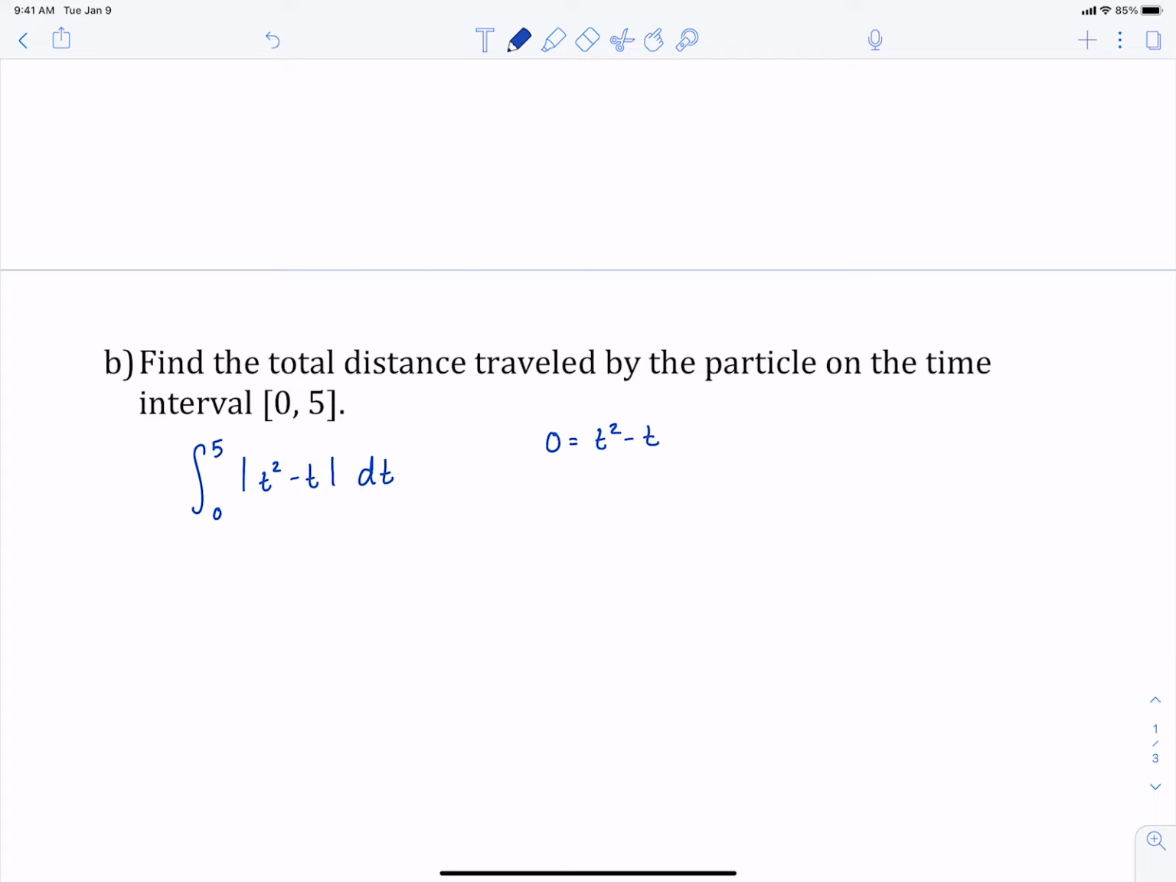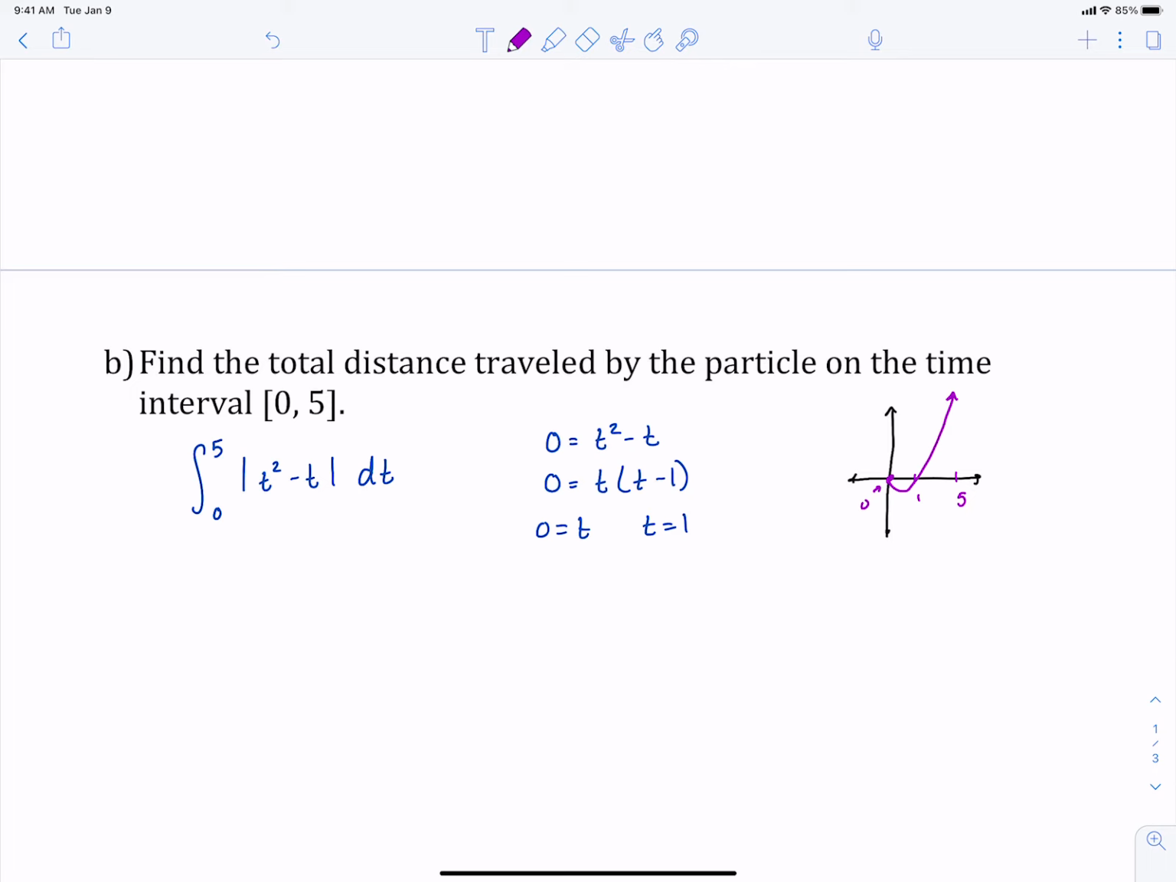We want to figure out if there is a place where we're getting negative area, because any area that's below the x-axis is negative area, and any area that's above the x-axis is positive area. So if we set this equal to 0, we get t equals 0 or t equals 1. In terms of the graph of this function and the interval we're concerned about, 0 to say 5, here's 1, our graph is going to do something like that.